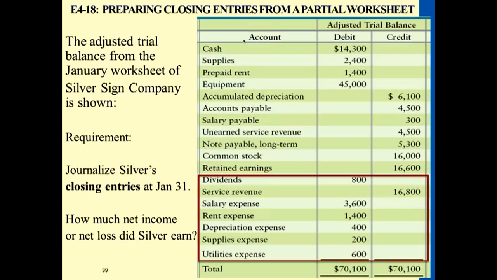For this problem, where do we start? How do we close these entries? What's the first? Revenues. So we have $16,800 here. How do we zero this out? What do we debit and credit? Debit $16,800 from revenues, and then transfer this to income summary by crediting income summary $16,800. Okay, so this is the first step. What about the second?